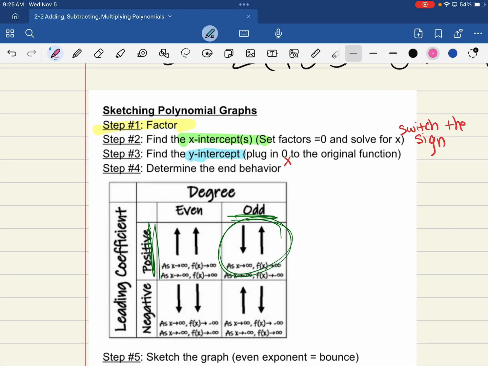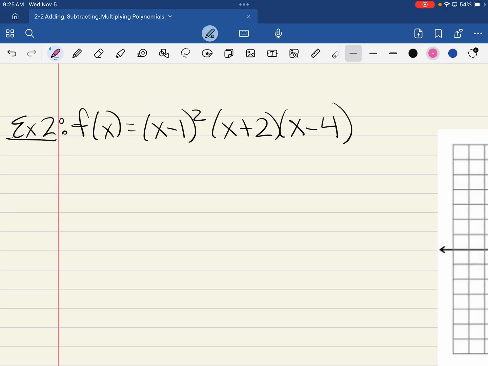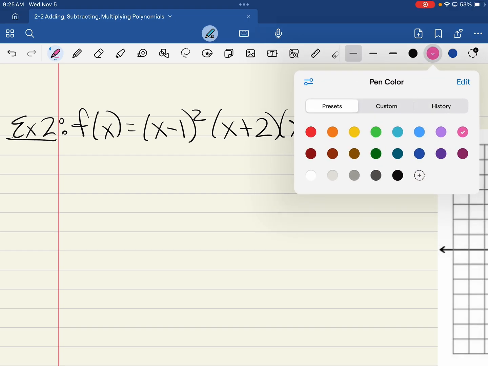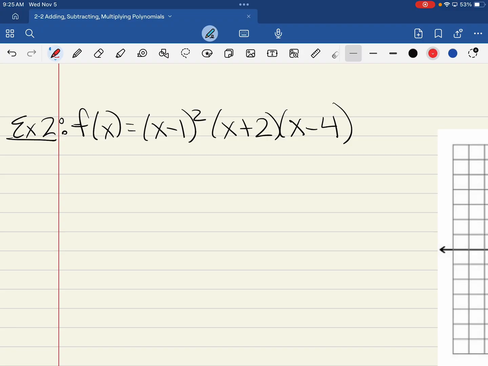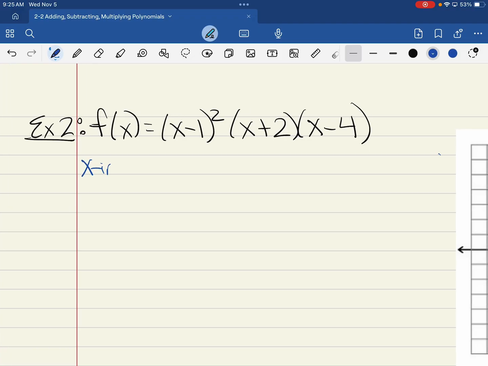Step number 2, find the x-intercepts by setting the factors equal to 0 and solving, or just switch the sign of whatever is inside. So this one, if you have 3 factors, you're going to have 3 x-intercepts. I'm going to do blue. X-intercepts. I'm going to give you a minute to see if you can find the 3 x-intercepts on your own. If you have 3 factors, we have 3 x-intercepts. Just change the sign of whatever's inside.